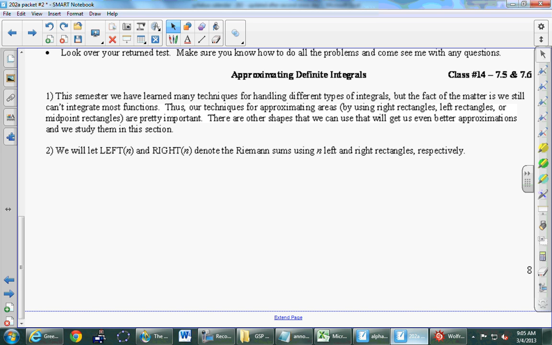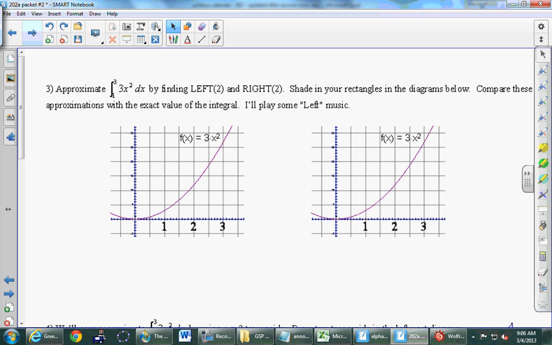There are other shapes that we can use that will give us even better approximations. Okay, here at number 2, new notation. We're going to let left of n and right of n denote the Riemann sums using n left and right rectangles respectively. So let's see that notation work on the next page.